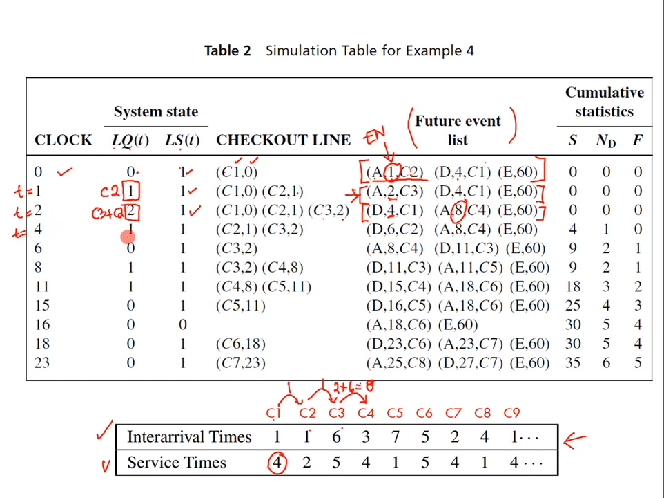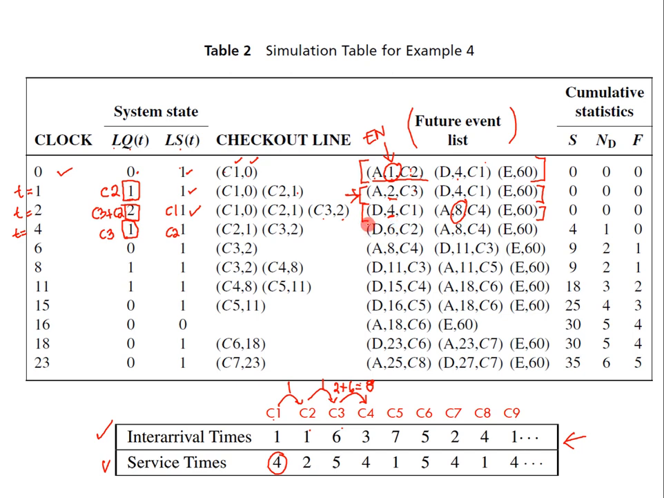So what happened to the number of customers in the queue? It will reduce to 1. See? It will reduce to 1 because customer 1 leaves the system and customer 2 goes to the server. Customer 3 remains in the queue. Before this, customer 1 was at the server, now customer 2 is at the server. So the number of customers being served is 1, customer 2. At the checkout line, customer 2 and customer 3 remain. Customer 1 already left the system.